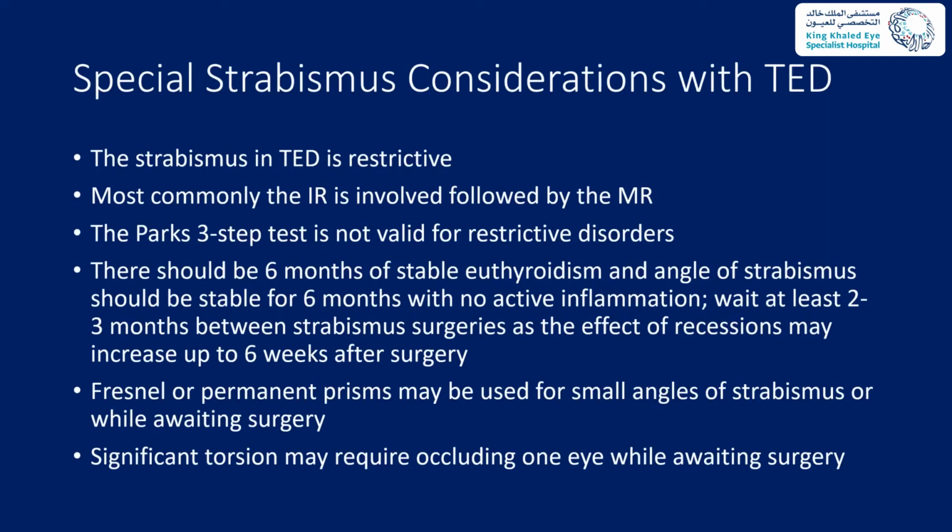There should be 6 months of stable euthyroidism, and the angle of strabismus should be stable for 6 months with no active inflammation before considering strabismus surgery. And you need to wait at least 2 to 3 months between strabismus surgeries, as the effect of recessions may increase up to 6 weeks after surgery. Fresnel or permanent prisms may be used for small angles of strabismus or while awaiting surgery, and significant torsion may require occluding one eye while awaiting surgery.